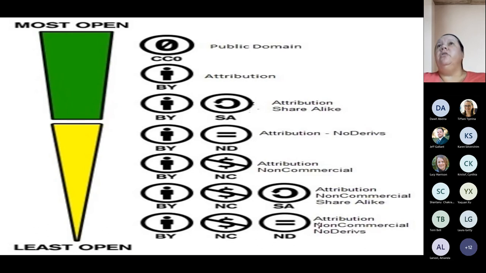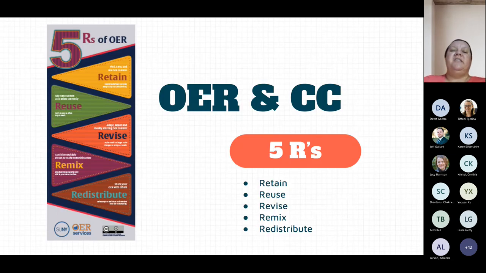So it can be used in your classroom setting with your students without any concerns whatsoever. You just can't make any kind of changes to that or derivatives, and you can't use it for any kind of commercial purposes. Okay, so the CC license helps with the five R's of OER, if you are familiar with those. The five R's of OER tell us that we can retain, reuse, revise, remix, and redistribute any kind of work. And again, for the work you've created, you are allowing other users to do this.